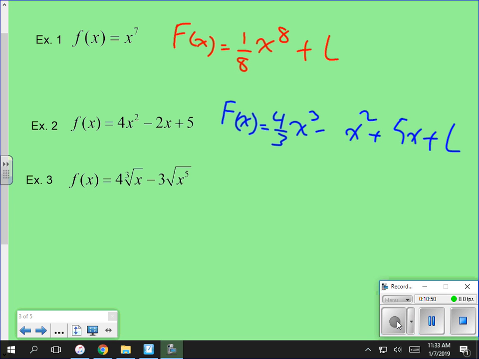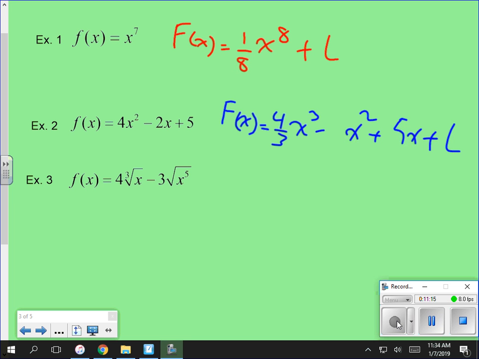I have to have the 1/8 here because when I take the derivative, I bring the power down out in front and reduce it by 1. I don't have an 8 here, so I have to have the 1/8 to cancel it. Same thing here with the 4/3. To take the derivative, I bring the 3 down in front. Well, 3 times 4/3, that gives me my 4. Right.